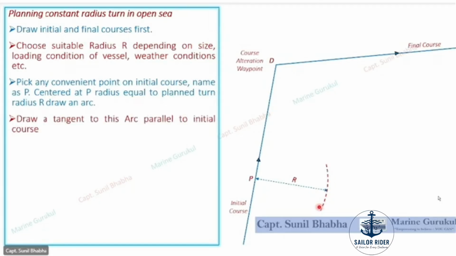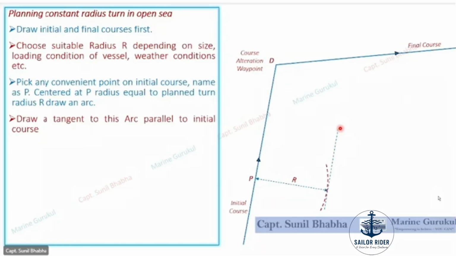Now we have to draw a tangent to this arc, and the tangent should be parallel to the initial course. So using our parallel ruler or sliding ruler, we align it with the initial course, transfer it to the arc, and we draw a tangent. You can see the tangent now coming up in the plot.